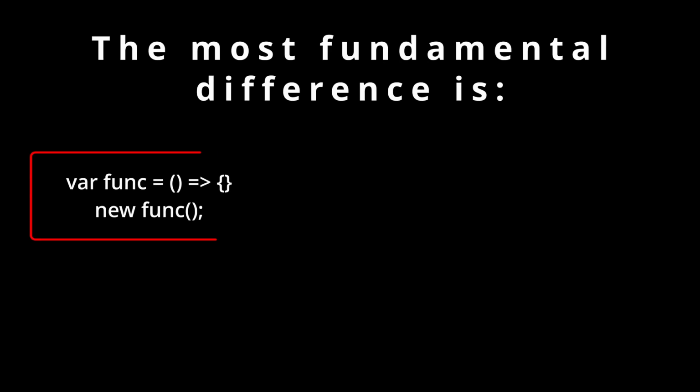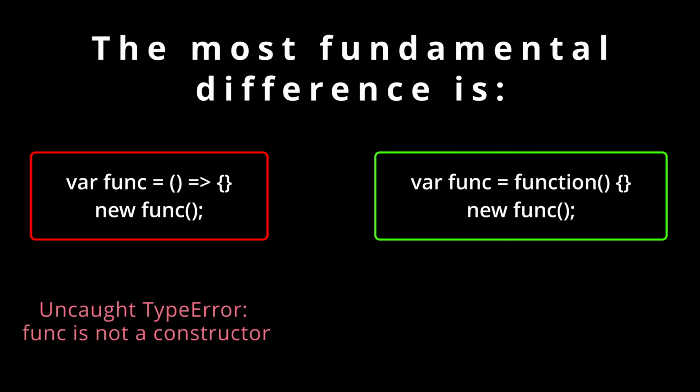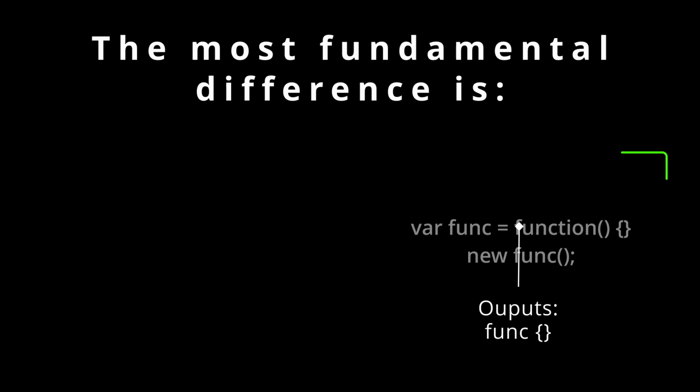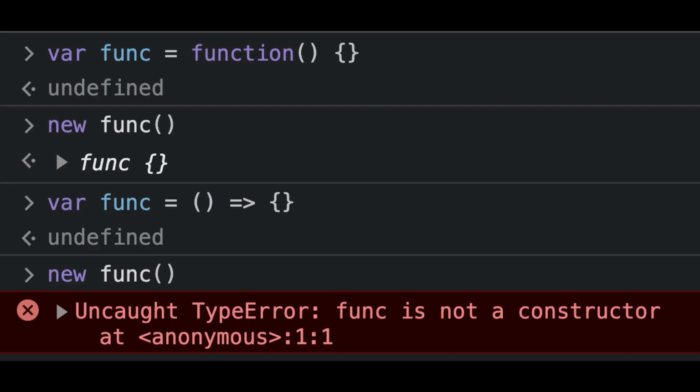The most fundamental difference between both these types of functions is that arrow functions are not constructible, whereas other JS functions are actually constructible. We can simply see in this console example that if I try to use the new keyword with arrow functions, we get the following error. And the error actually says the arrow function is not a constructor. Now we are done with this particular example.